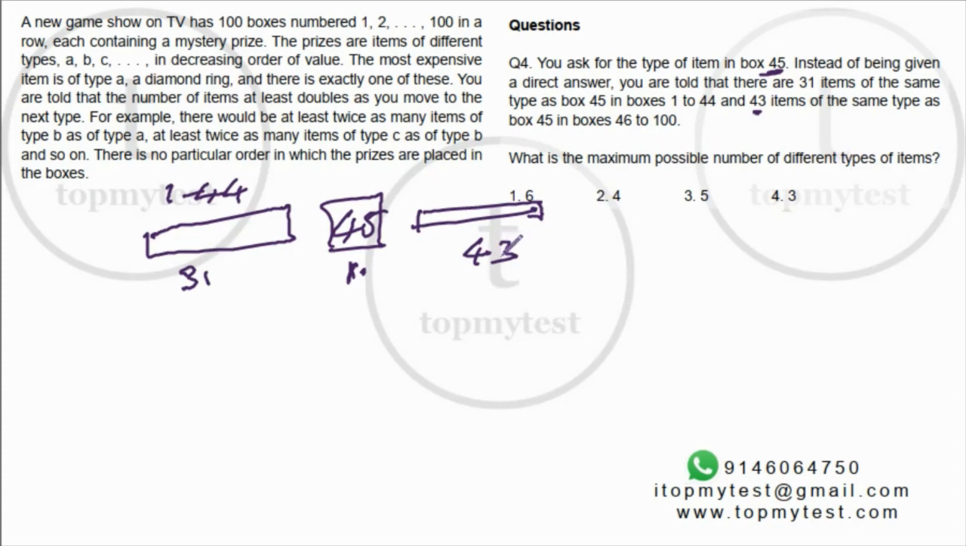So there is 43, 44, 45, 75 items of one type. Now what can be the maximum possible? Right, you can have 4, 1, 2, 4, that's 7. Can you put an 8 here? 8 and 16, 24, no, not possible. So balance will be here, 1 plus 2 is 3, 3 plus 4 is 7, 7 plus 75 is 82, this will be 18. So there can be maximum of 5 different types of items, right?